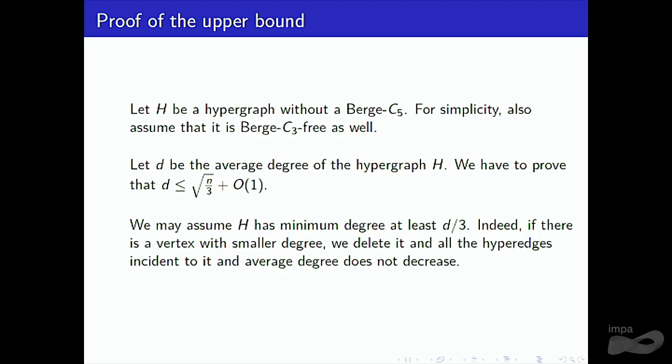Let D be the average degree of a hypergraph. This is important to memorize: D is the average degree of the hypergraph. We just have to prove that D is upper bounded by √n/3. We are going to use the classical trick that if we have a vertex of degree less than D/3, and we delete this vertex, then in the remaining hypergraph the average degree will not decrease. So whatever bound we get in the remaining hypergraph, we get for the original hypergraph. So we can assume that the minimum degree is bounded by D/3.